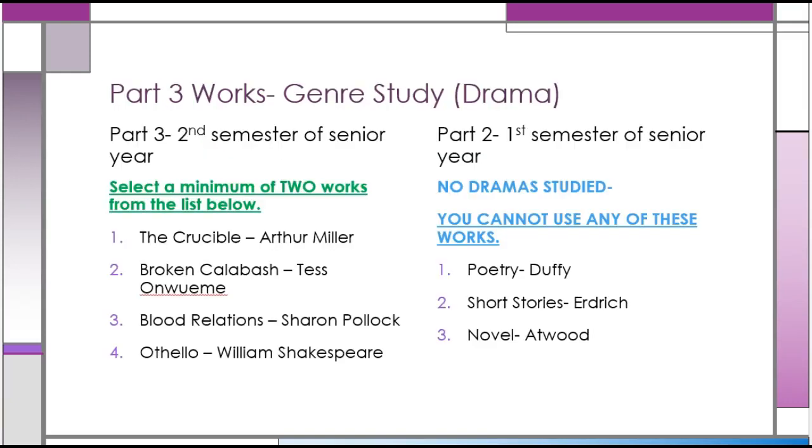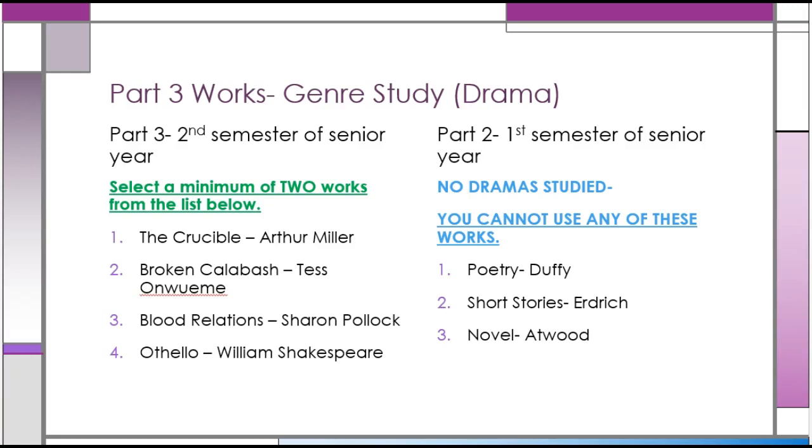So this is an overview of what we did this semester. So part 3 works were our genre study, which were the dramas. So part 3, second semester, senior year, and we read The Crucible, Broken Calabash, Blood Relations, and Othello. So you would have to pick a minimum of 2 from this list.